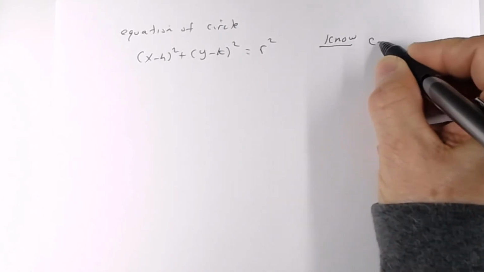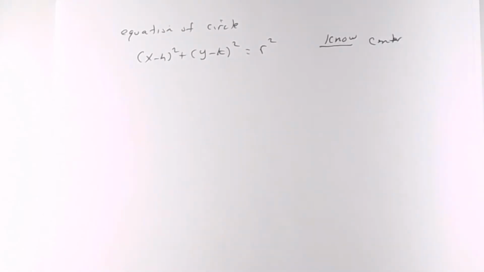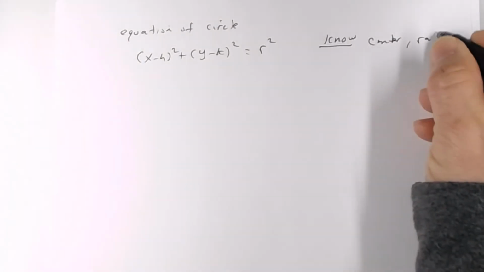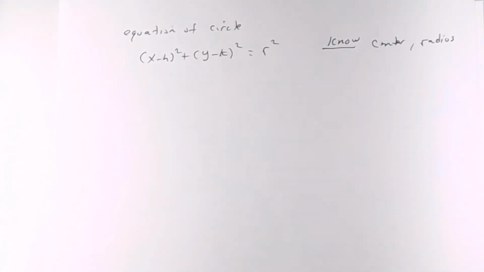I need to know the center of the circle, and I also need to know the length of the radius. So these are the only two things I need to write the equation of that circle that's graphed. You've got to remember, though, that the center of a circle is represented with what letters here? h, k. That's how it's represented, h, k.